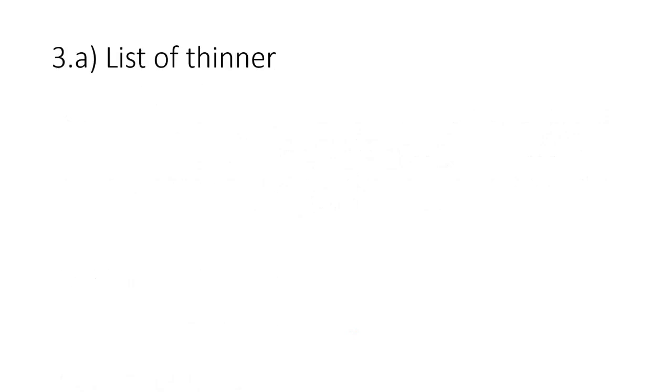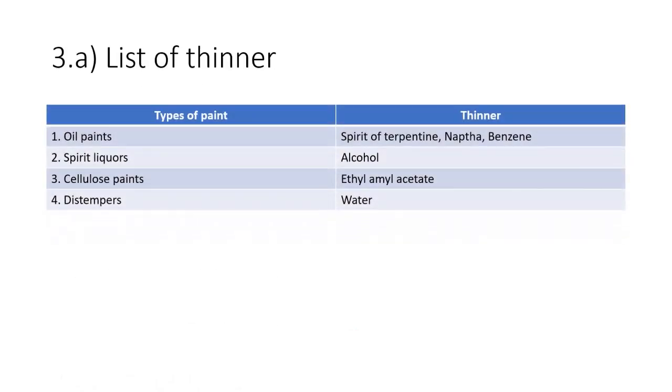Now we will go through the list of thinners. For oil paints, the thinners mostly used are spirit of turpentine, naphtha, and benzene. For spirit liquids, we use alcohol as thinner. For cellulose paints, the thinner can be ethyl amyl acetate, and for distempers, the thinner can be water. So depending on the type of paint, the thinner will be different. These are the list of thinners.